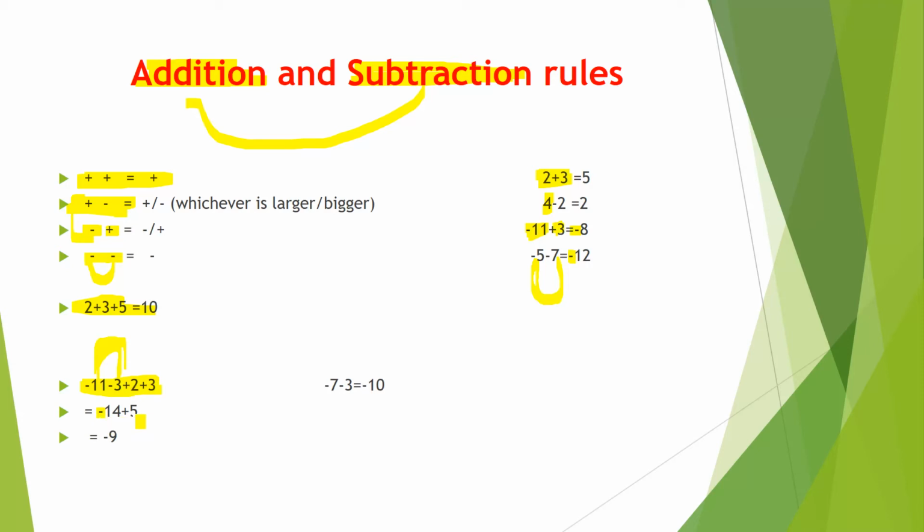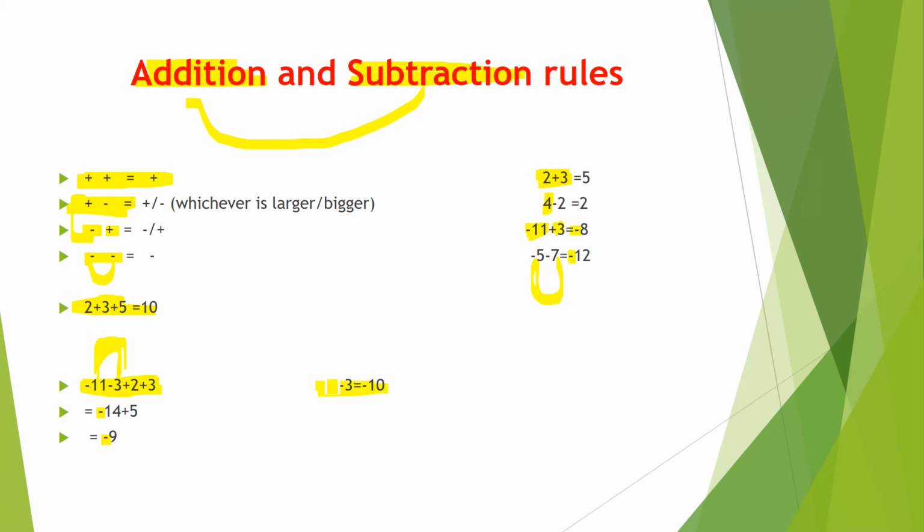Minus 14 plus 5. Again this rule, third rule, one number has a positive sign, one number has a negative sign. So plus minus minus, yes, you have to subtract. But what sign will we use? Which number is larger? 14. So 14 has a negative sign, so negative 9.